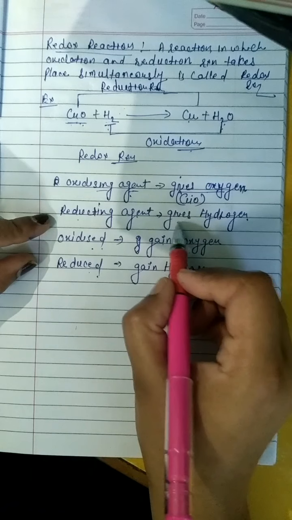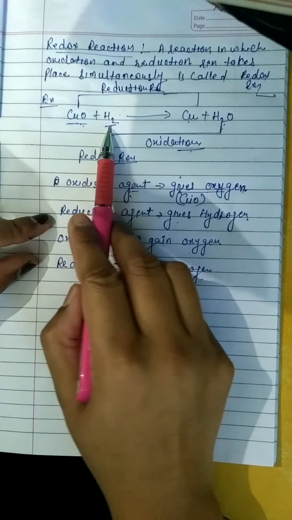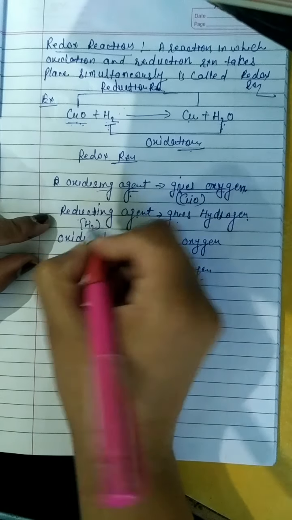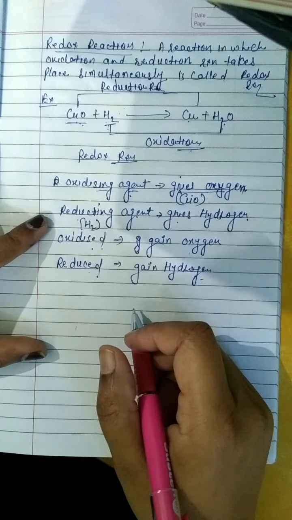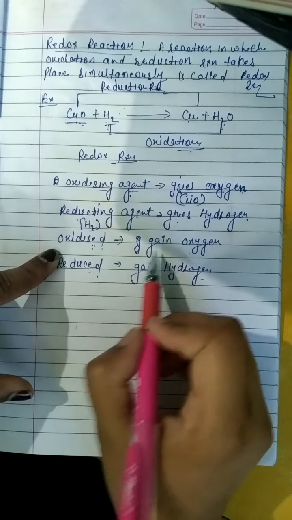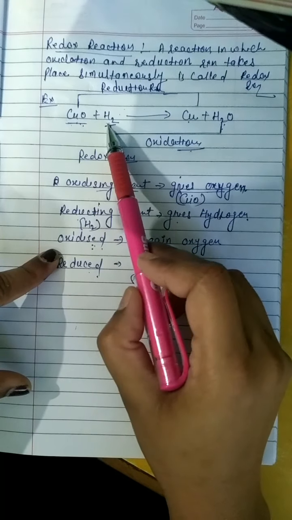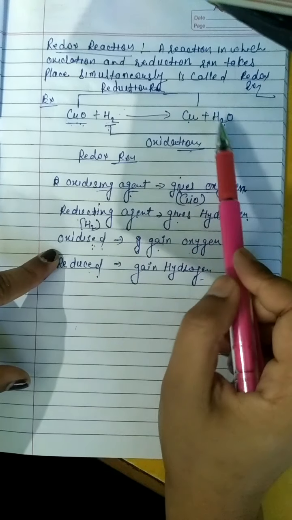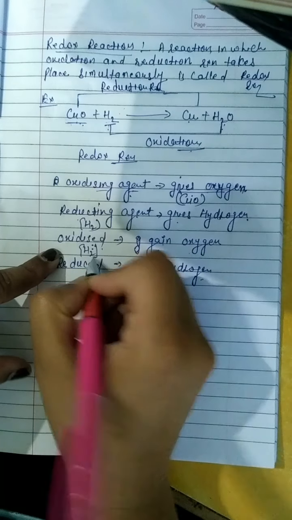Next one is a reducing agent. Reducing agent gives hydrogen. जिसके पास हाइड्रोजन होगी वही देगा ना. किसके पास है? Only hydrogen. So H2 behaves like a reducing agent. Clear? Now oxidized. Oxidized is the substance which gains oxygen. कौन gain कर रहा है ऑक्सीजन? Hydrogen gains oxygen to form a water molecule. So oxidized substance is your hydrogen.